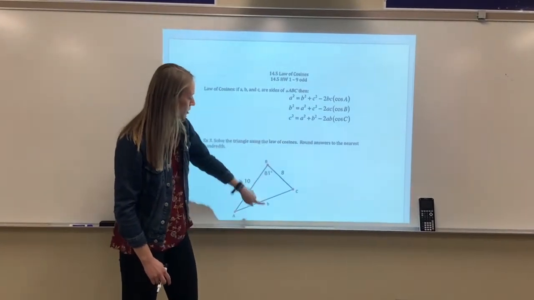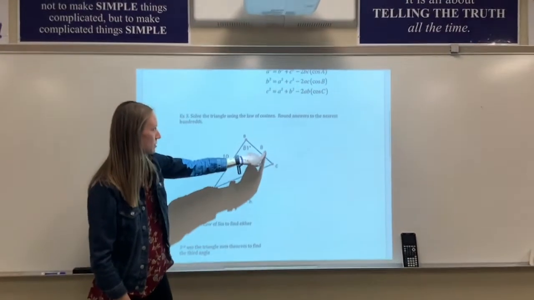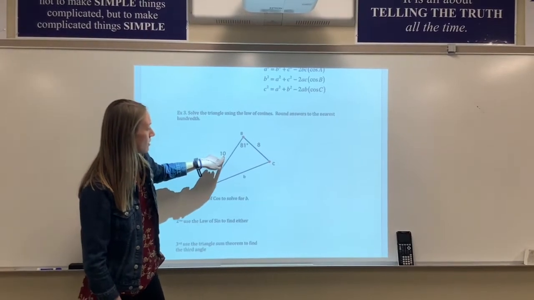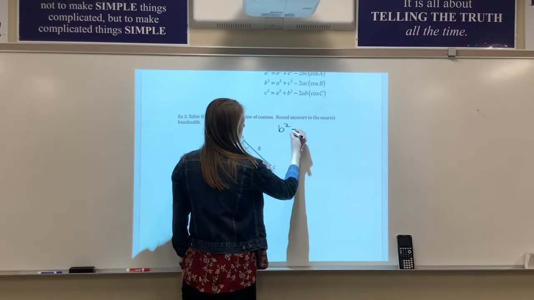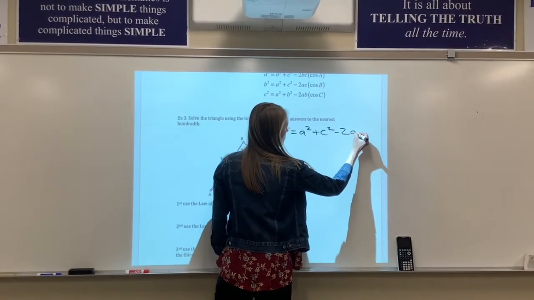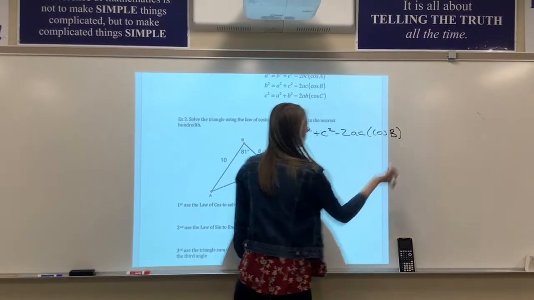So small b is our side length opposite angle B. Small a is going to be opposite angle A, so we have 8. Small c is going to be 10, and angle B is 81. So we're going to go b squared equals a squared plus c squared minus 2ac times cosine of angle B.